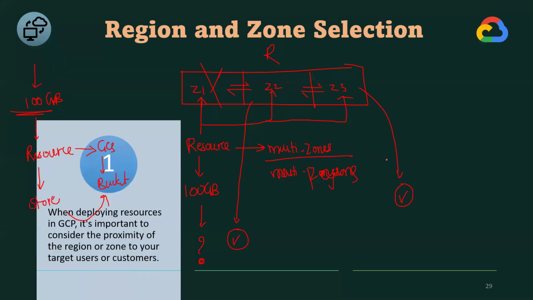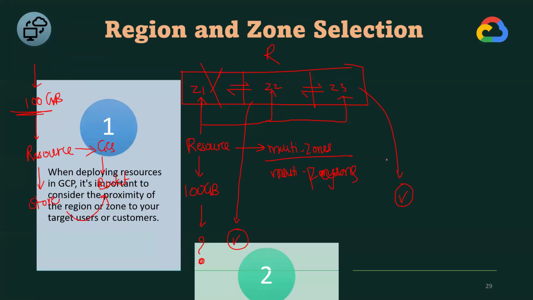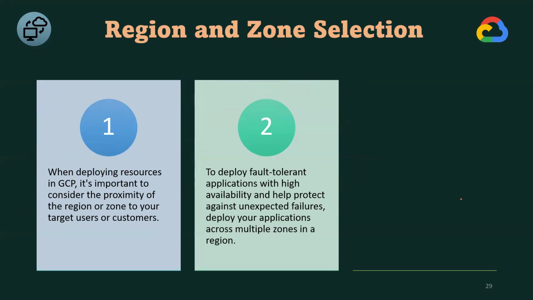Okay, so what is our second point? It says that to deploy fault tolerant applications with high availability and help protect against unexpected failures, deploy your applications across multiple zones in a region, or deploy your applications in multiple regions in a location.